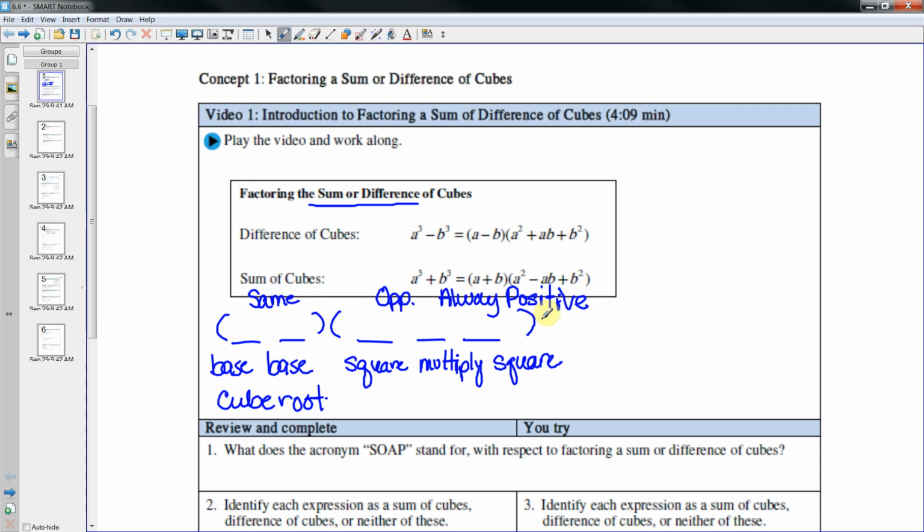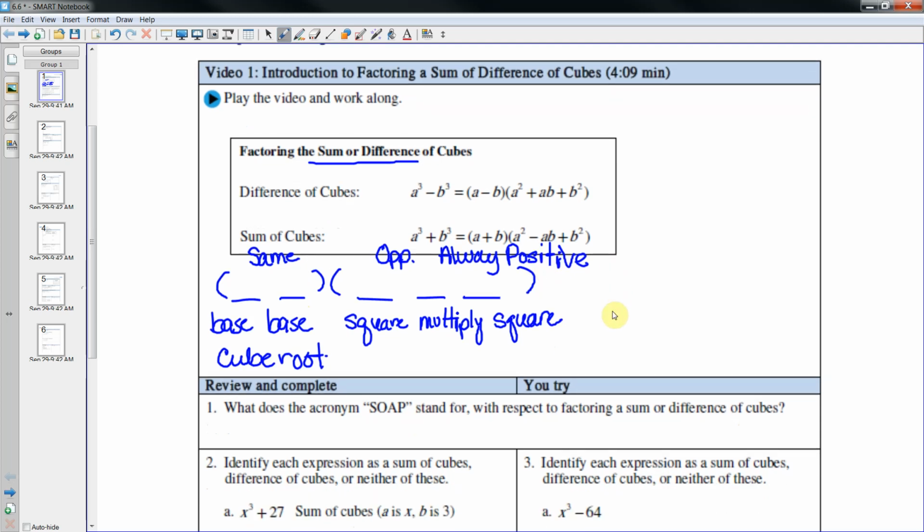So an acronym SOAP stands for, and I tell you this, I'm very excited because before I started using this workbook, I had not heard anybody else talk about using SOAP, and I was so very excited when I saw that they have SOAP in there. So it's just one of those little things that I got excited about. With respect to factoring, it's our signs. That's going to help us remember our signs.